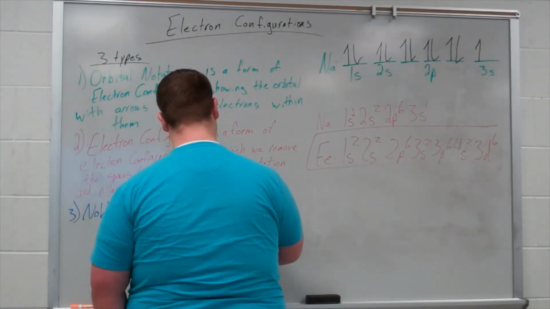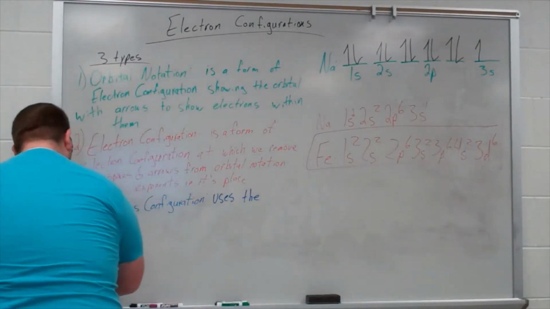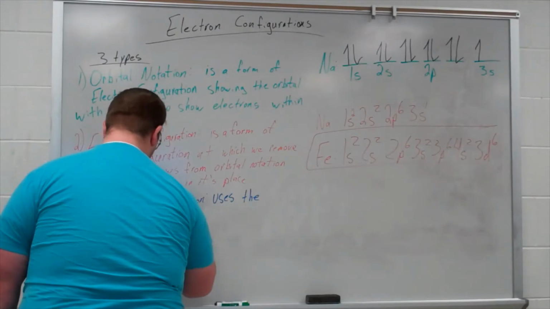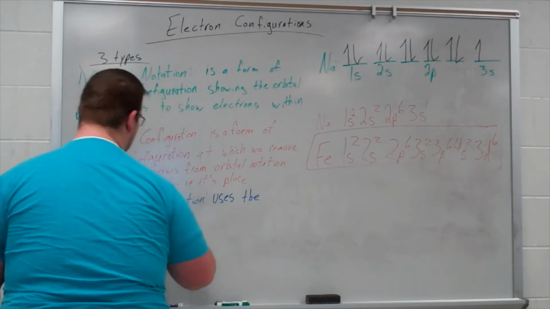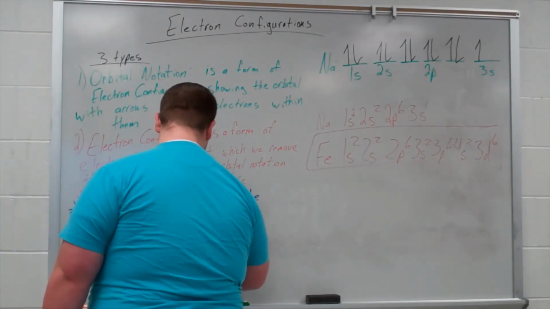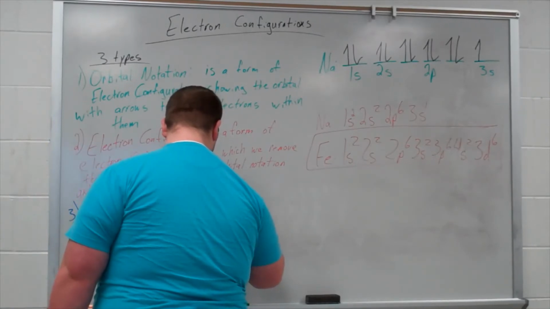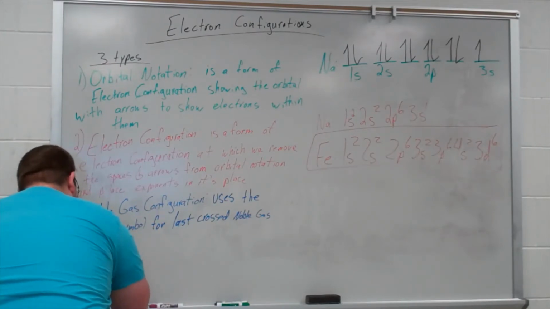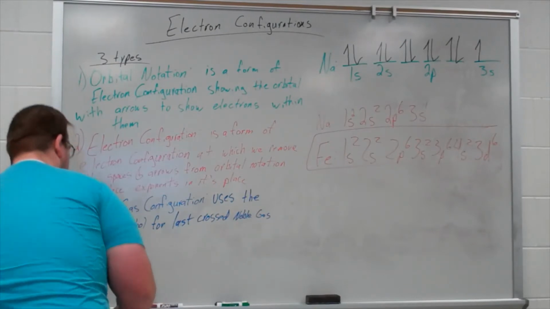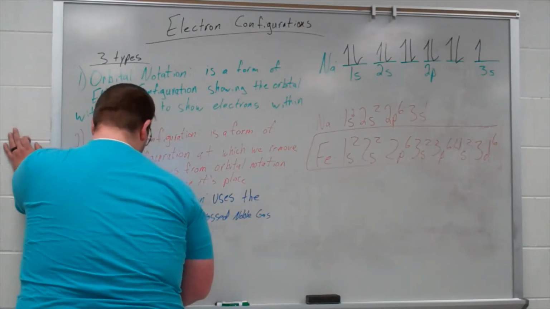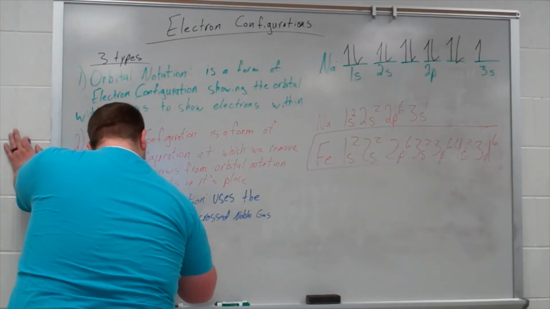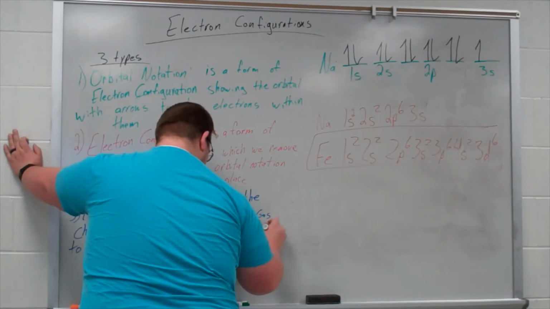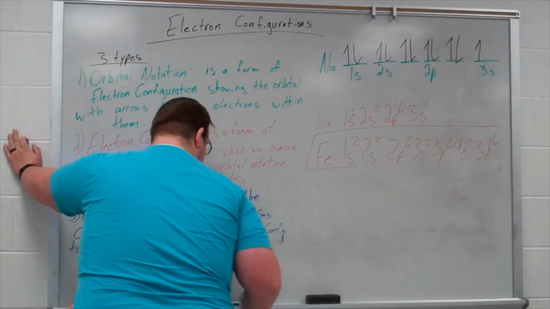Uses the chemical symbol for a noble gas, well, for the last crossed noble gas to substitute in to shorten the electron configuration. I'm going to abbreviate as electron config.